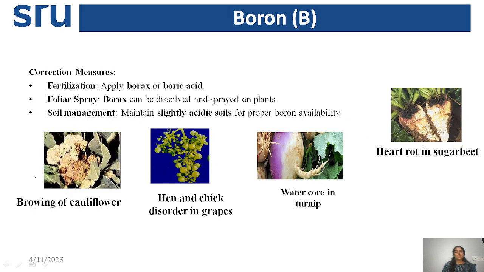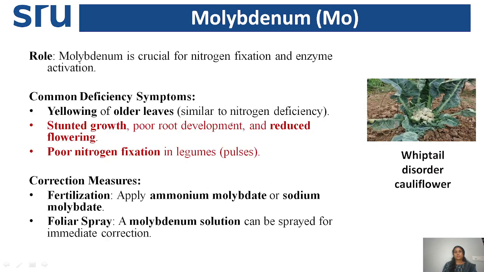So here you can see some pictures of the deficiency of boron. One is browning of cauliflower, hen and chick disease in grapes, water lesions forming on the turnip, and heart rot, where the middle region of the sugar beet becomes rotten because of boron deficiency. You can use borax and boric acid for corrective measures.